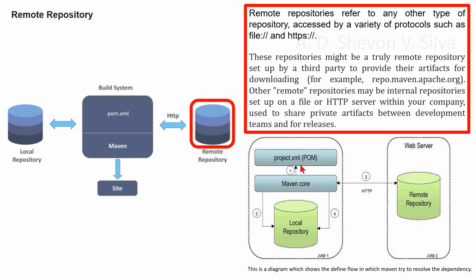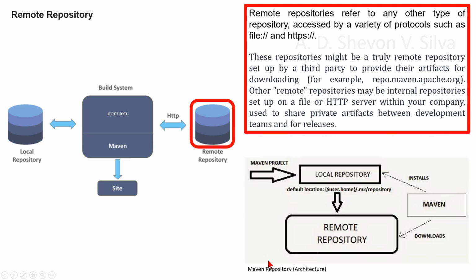This is the older version, so in 1.x this is project.xml. From 1.2 onward it will be pom.xml. Then in step 2, Maven core is connected to the local repository, and in step 3 Maven core interacts with the remote repository over HTTP, and in step 4 Maven core is connected to the local repository. This is in JVM1 and this is in JVM2, the web server.